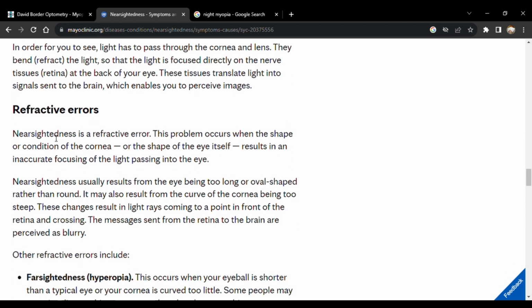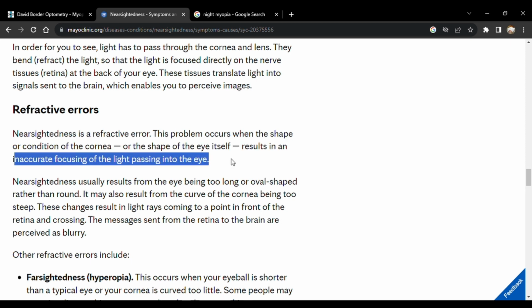Okay, refractive errors. Nearsightedness, or myopia, is a refractive error. This problem occurs when the shape or condition of the cornea, the shape of the eye itself, results in inaccurate focusing of the light passing into the eye.